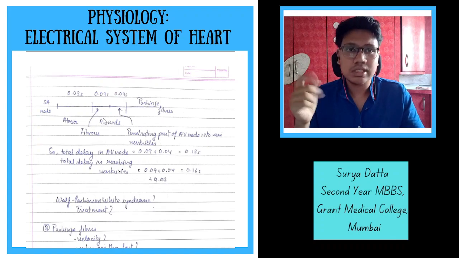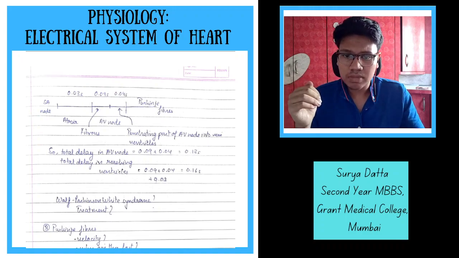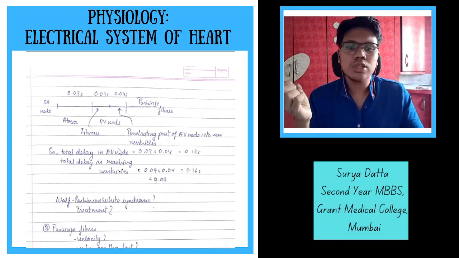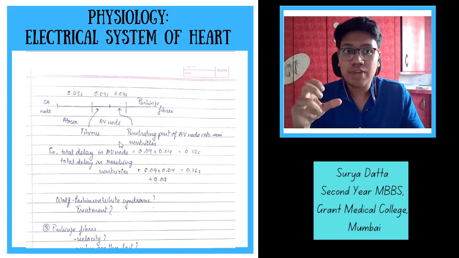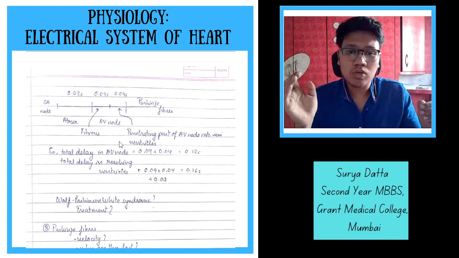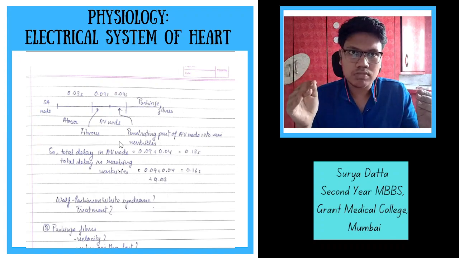The AV node has two parts. It has a fibrous part, which is going to be in the fibrous sheath, and another part that goes into the ventricular septum. The part going through the ventricular septum takes around 0.04 seconds, and the part before it, because it's fibrous, takes 0.09 seconds. A usual question that's asked is the time delay for the AV node and for the remaining ventricles. So the AV nodal delay is 0.13 seconds, which is 0.09 plus 0.04. That's the delay in the AV node, right?